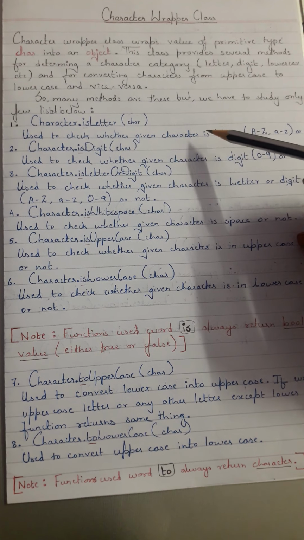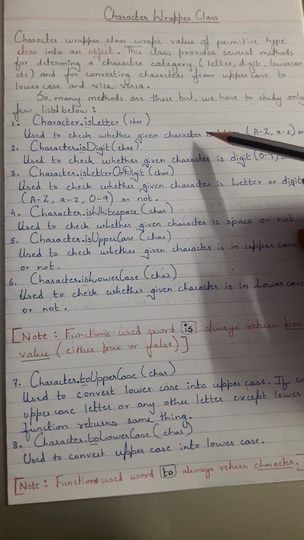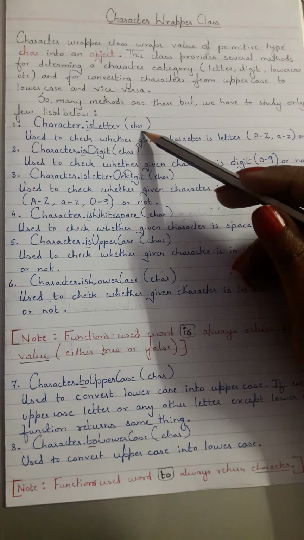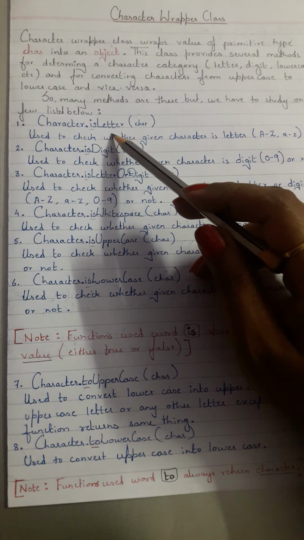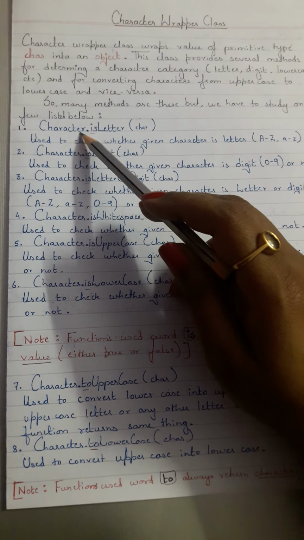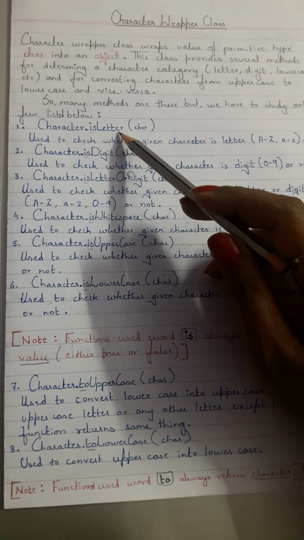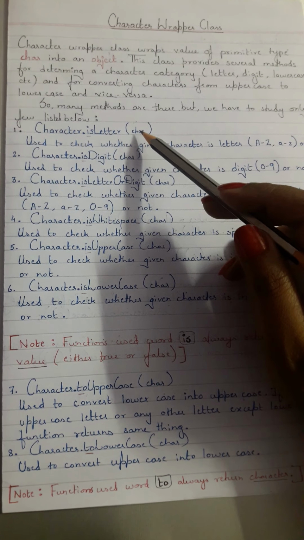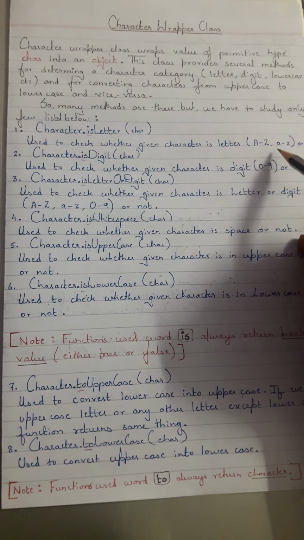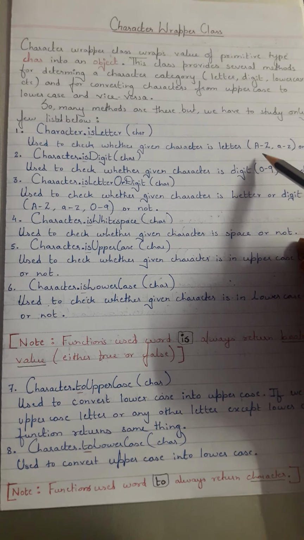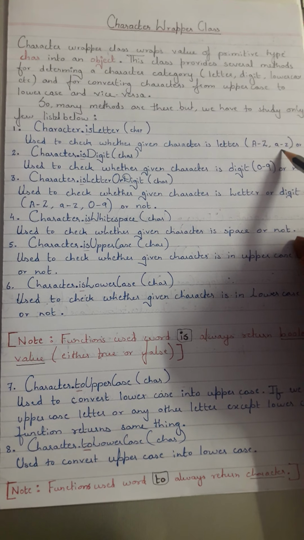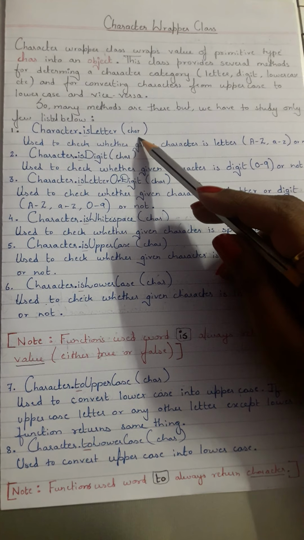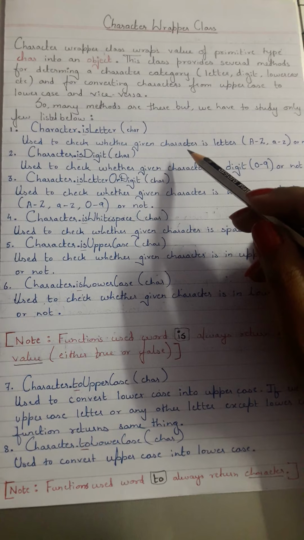See, the first one is Character.isLetter. Here we have to put the character we want to check. And isLetter is a function which is present inside the Character wrapper class. isLetter is a function which checks whether a given character is a letter or not. What do you mean by letter? A, B, C till Z, these are letters. Small a, b, c, these are letters. This function is going to check whether it is a letter or not.